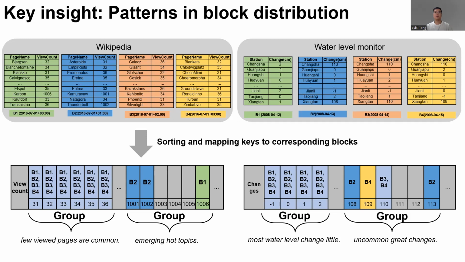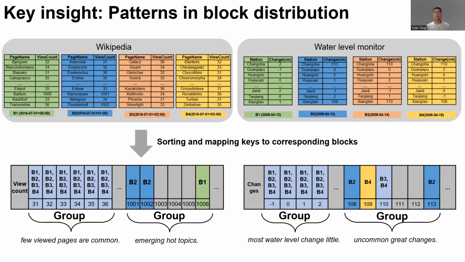As shown, small view counts are distributed in almost all the blocks, since pages with low visits are very common. Conversely, larger view counts are confined to different time blocks due to emerging hot topics.